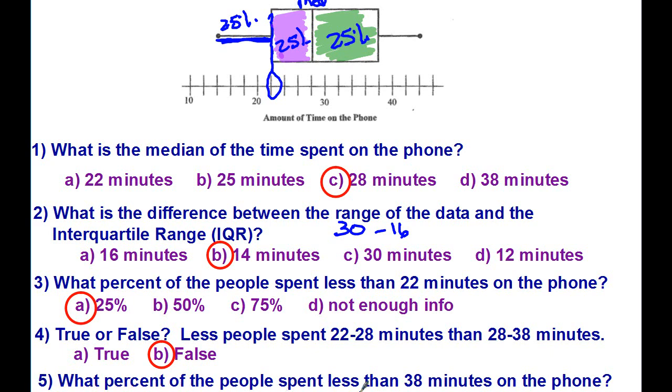And number 5, what percent of the people spent less than 38 minutes on the phone? Find your 38 minutes. It's right here. What percent is less than? Well, 25 plus 25 plus 25 equals 75%. Nice job.